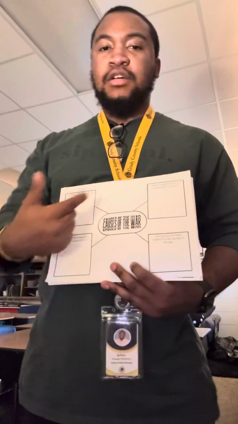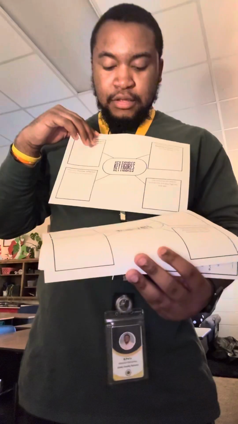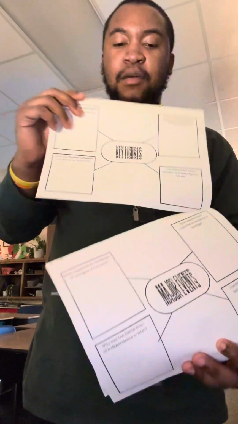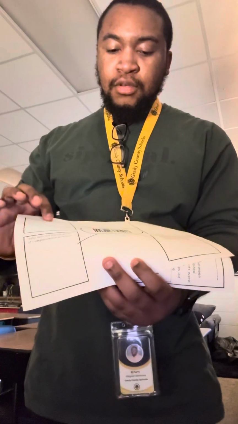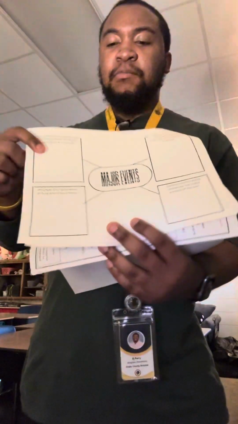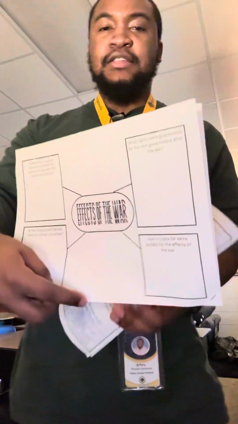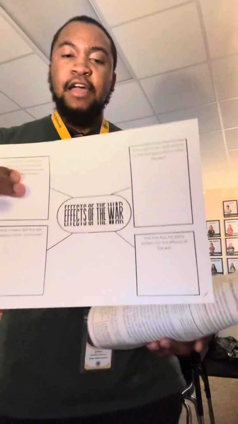So the first part is the causes of the war. The next one is key figures, talking about important people: Thomas Jefferson, George Washington. The major events, talking about the battles, Battle of Saratoga. And then the last one is the effects. So because of the war, what happened after, okay?